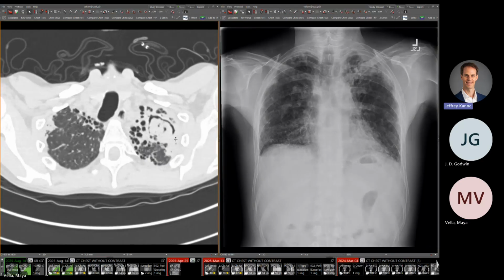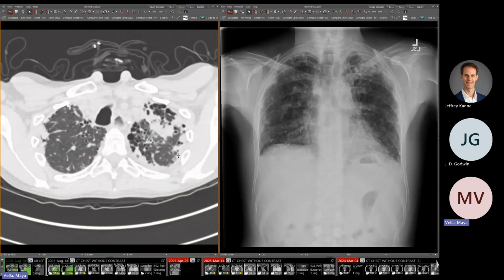Yeah. The original description was Monod's sign, but I think the more important thing is they follow gravity. So if you look on the radiograph, the air is on top and on the side, and on the CT, the air is anterior and lateral. And that's the important thing, is they're mobile, unlike just dangling lung or something.